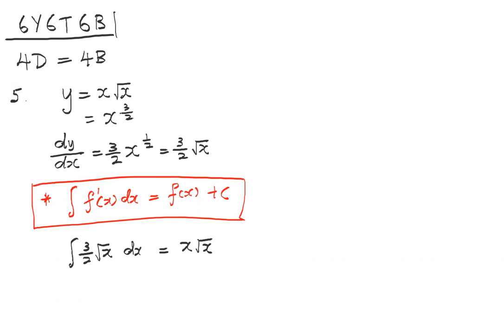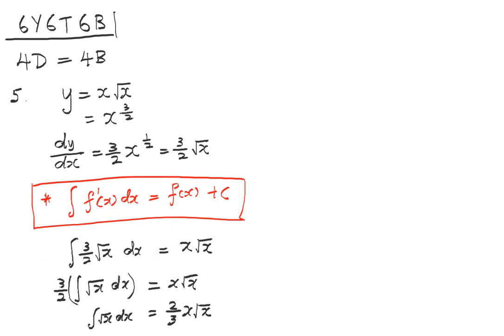So 3 over 2 times root x. I can say this is 3 over 2 times the integral of root x dx, is equal to x root x. Therefore, my integral of root x dx will be 2 over 3 x root x plus c.